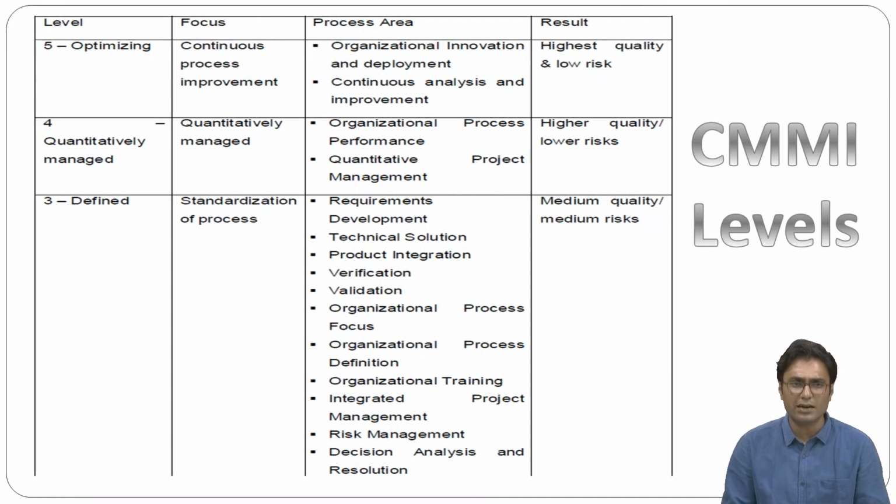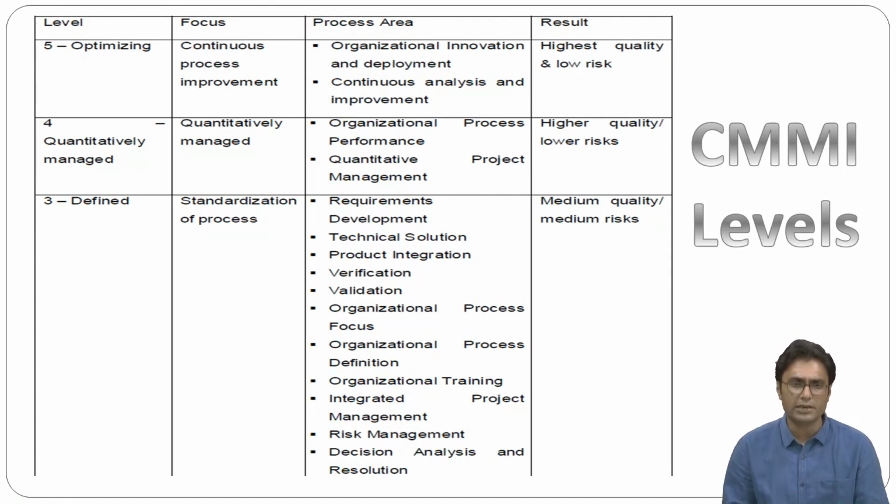Here you can see different levels, like level 5 optimizing, where focus is on continuous process improvement. Then the process areas are organizational innovation and deployment, then continuous analysis and improvement, and the result can be highest quality and low risk. So the same in level 4, which is quantitatively managed, you can see in the focus column quantitatively managed, and in the process area column organizational process performance, quantitative project management, and in the result column you can see higher quality or lower risk.